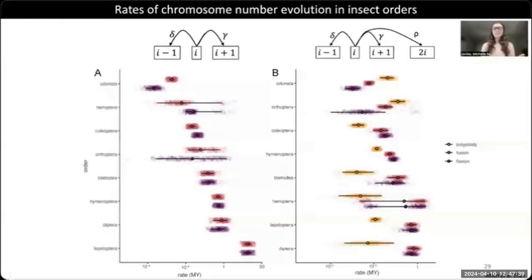And I know there's a lot of data present on this slide between these two plots, but the main takeaway that I want to emphasize here is that we observe fundamentally different rates and patterns of chromosome number evolution in these insect orders. And we specifically see that orders such as Lepidoptera and Diptera, which are those bottom two orders in this plot, exhibit quite high rates of chromosome number evolution, while clades such as Odonata, which is the top order in this plot, have quite low rates of chromosome number evolution.